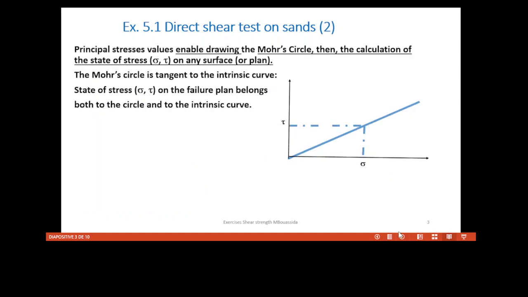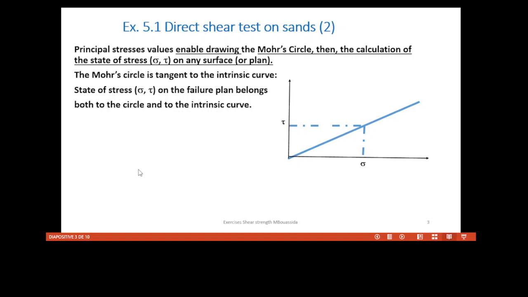To determine the principal stresses value, we know that those stresses enable drawing the Mohr circle. Then we can calculate the state of stress sigma and tau on any surface or plane. In this case, this is the Mohr diagram: shear stress, normal stress, and the intrinsic curve passing by 0.